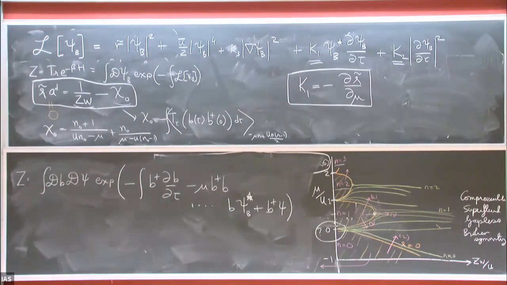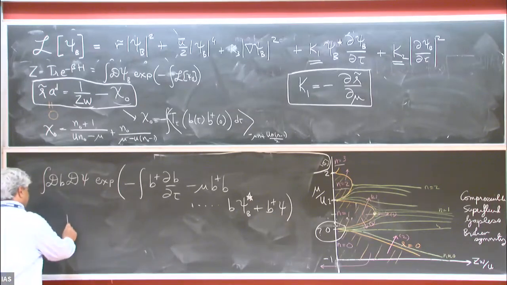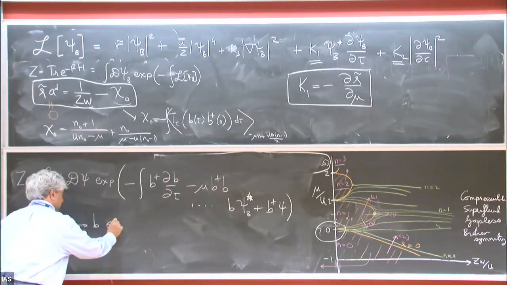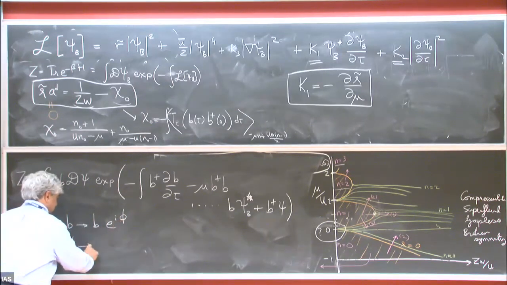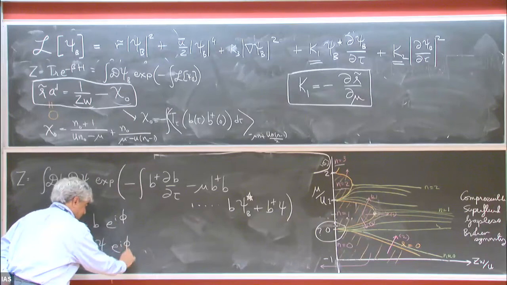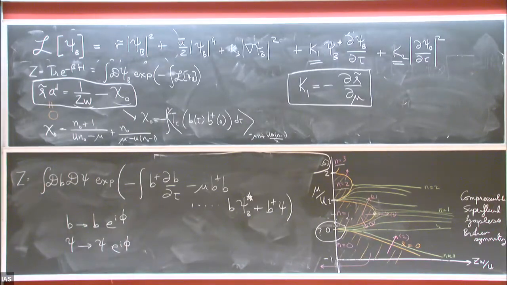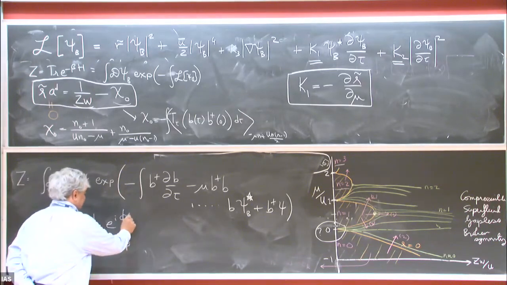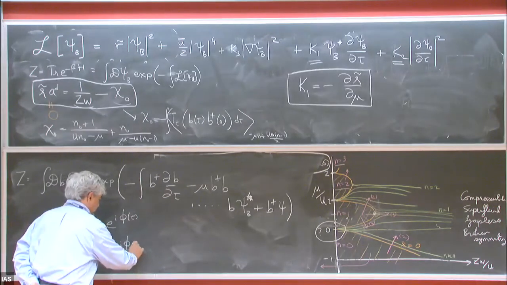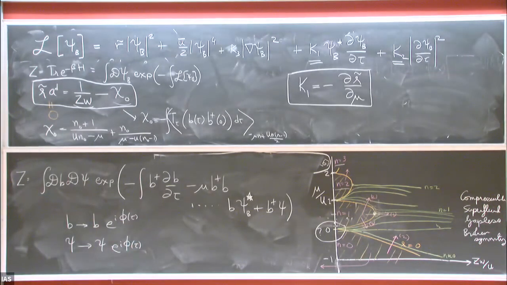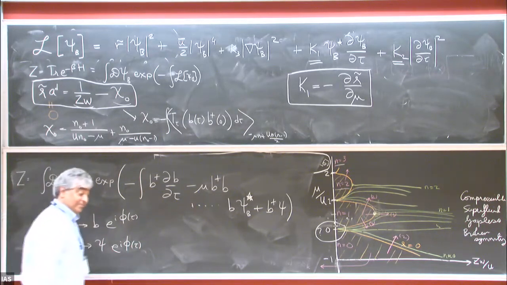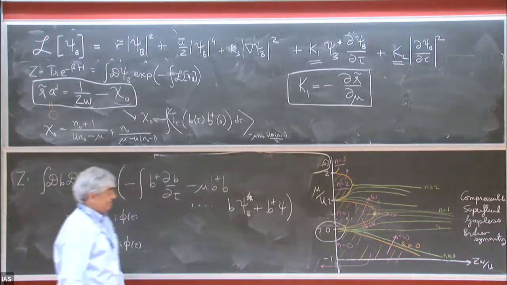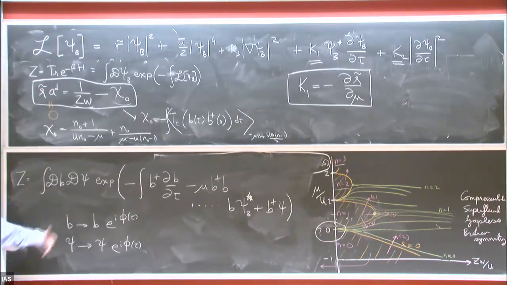All right, so this particular action has a symmetry. It's a global symmetry, which is B goes to B times e to the I phi, and psi goes to psi times e to the I phi. That's just conservation of number of particles. But what if I make this a function of time? Well, that's not a symmetry. But that's the typical thing you do in a 't Hooft anomaly calculation. You take a global symmetry and you gauge it. So you make it time dependent. That's not a symmetry, but it's almost a symmetry.